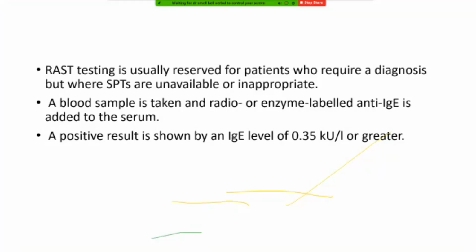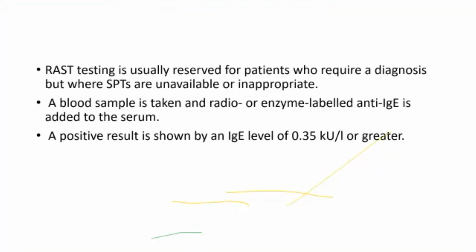Radioallergosorbent testing is usually reserved for patients who require a diagnosis, but where skin prick testing is unavailable or inappropriate. A blood sample is taken and radio or enzyme labeled anti-IgE is added to the serum. A positive result is shown by an IgE level of 0.35 kilo units per liter or greater.